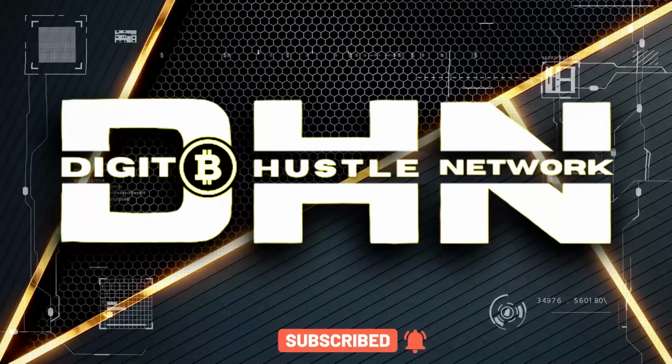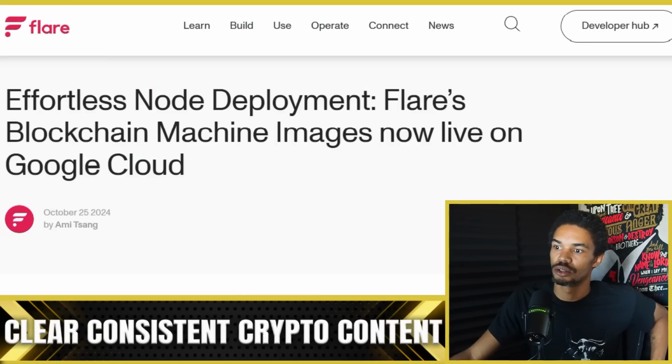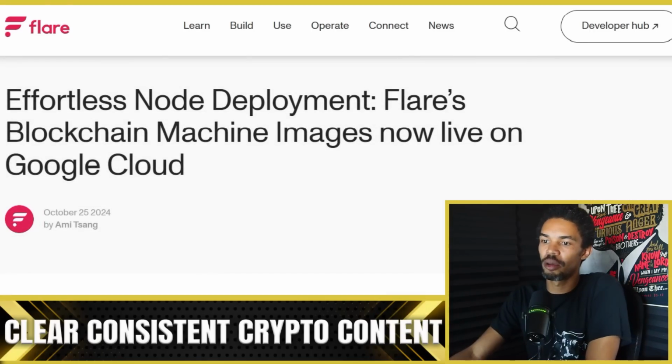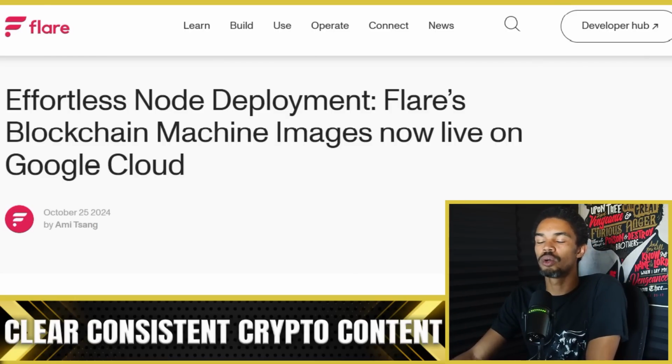So the FLR network and Google Cloud are at it again. Have a look at this, ladies and gentlemen. Effortless node deployment. FLR's blockchain machine images are now live on Google Cloud.